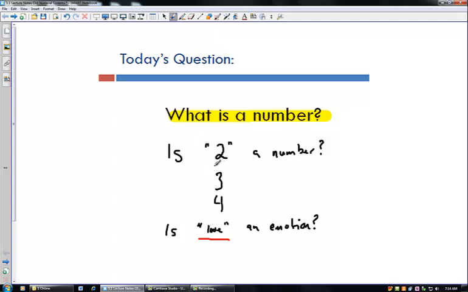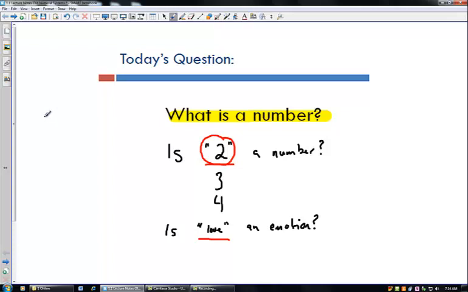So when you start thinking about it in terms like that, you start to realize that this symbol that we use here is not really the number two. It's simply the symbol we use to represent the number two. And in other civilizations, they use other symbols. And so we're going to study some of these.